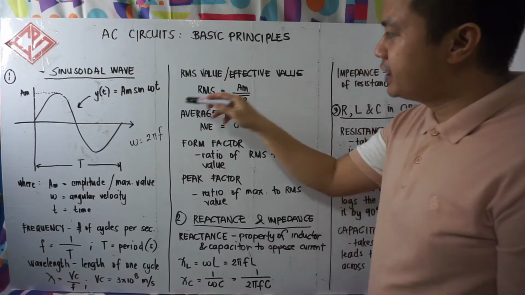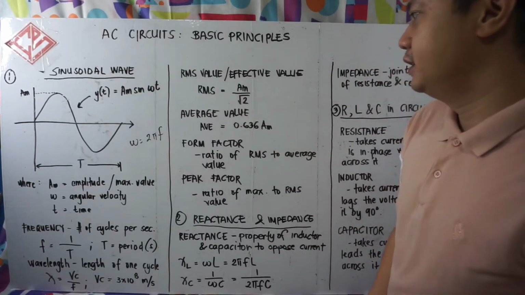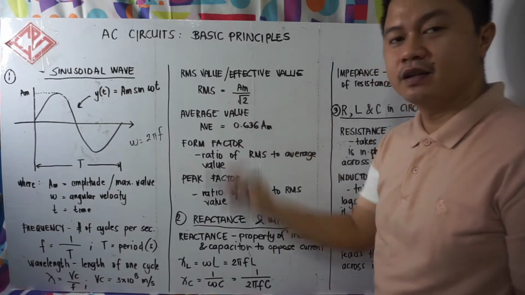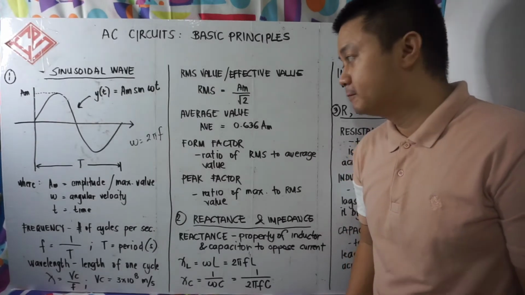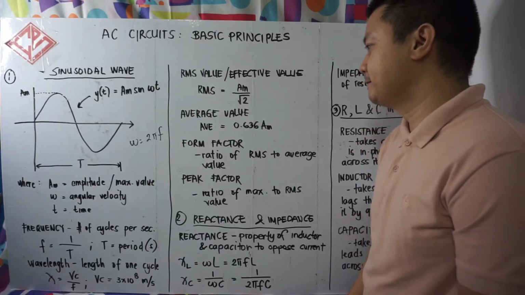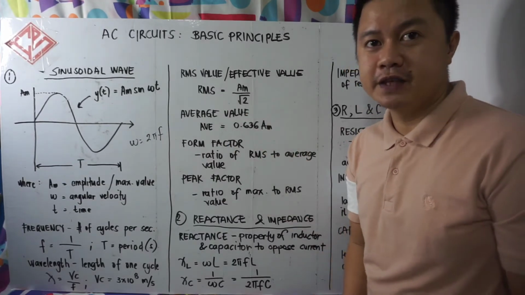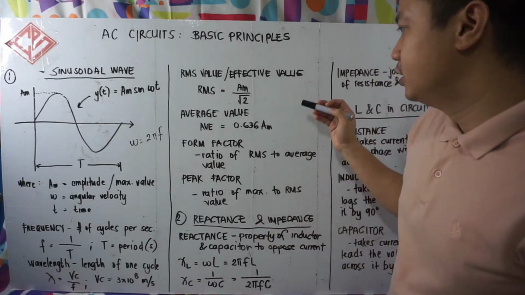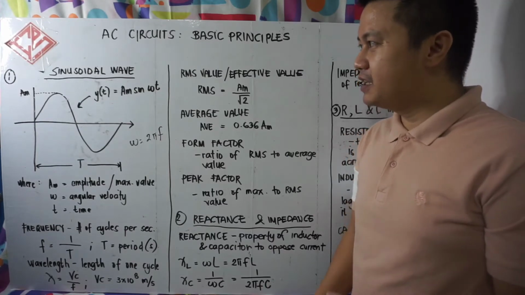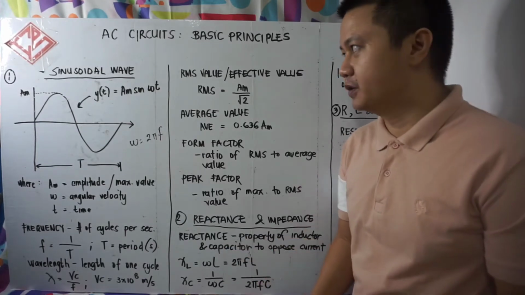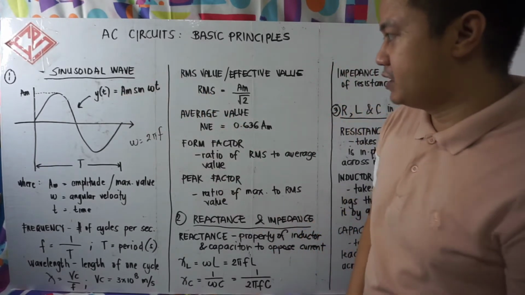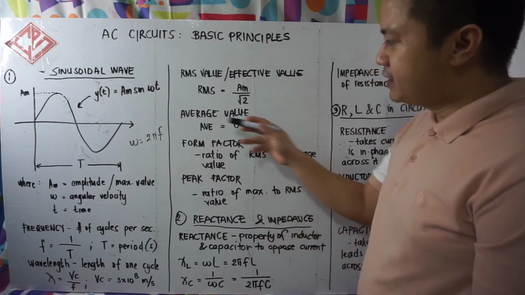Take note also that this average value is equal to the mean of all the instantaneous values in a half wave or half sinusoidal wave. What is the instantaneous value? The instantaneous value is the value of a certain function at a certain time t.